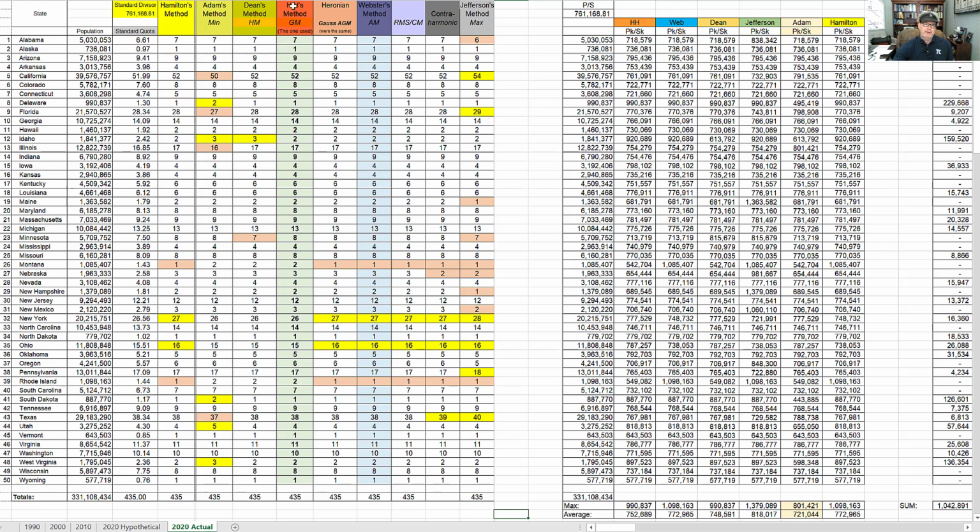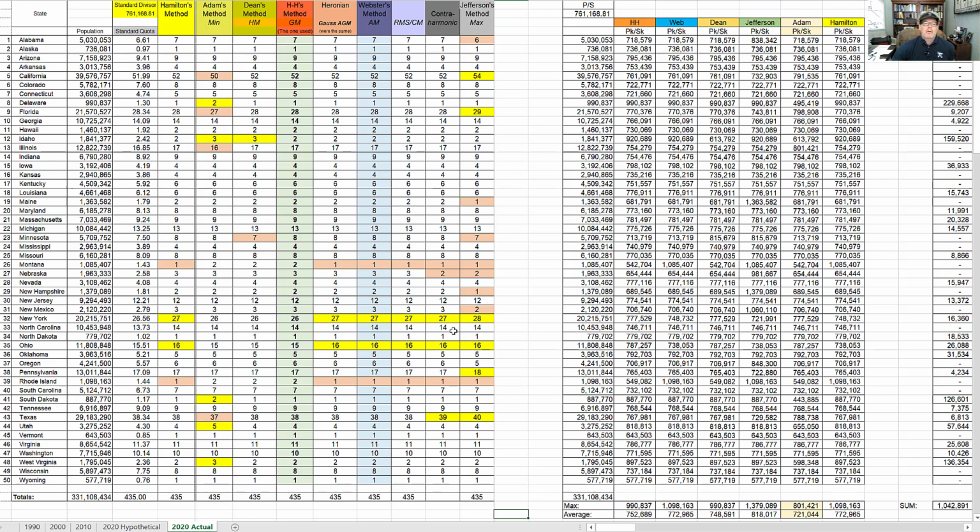And I threw in some extras where I rounded using different means, like the Gauss arithmetic geometric mean. I rounded that way. I rounded by the Huronian mean. Got this apportionment. I rounded by the root mean square. I also rounded by the centroidal mean. And for this population, they came out the same, the apportionment. The root mean square and the centroidal mean came out the same. The Huronian and Gauss arithmetic geometric mean came out the same. Also looked at the contraharmonic mean. Anyway, so here we go. And we've got these different apportionments.